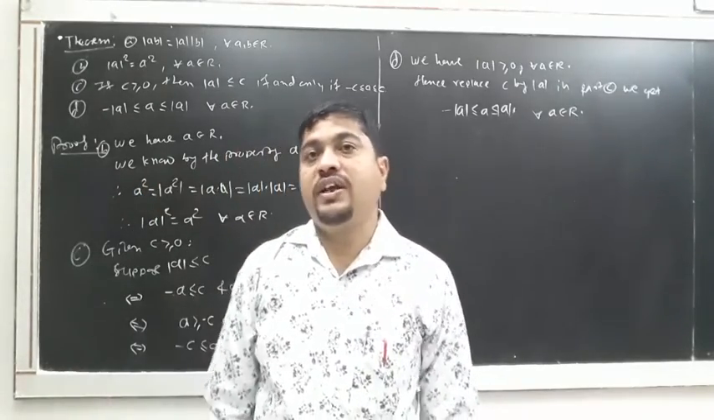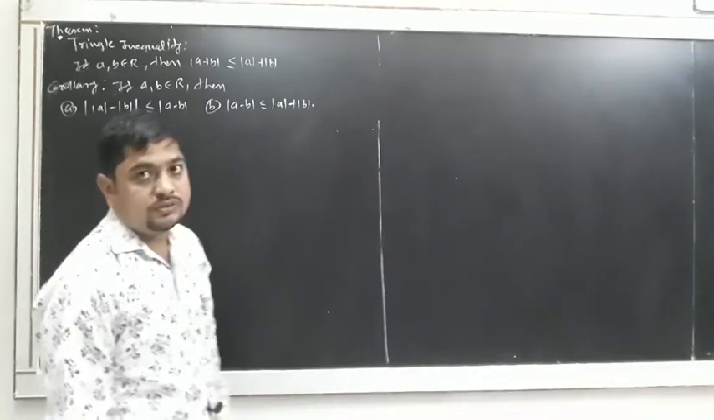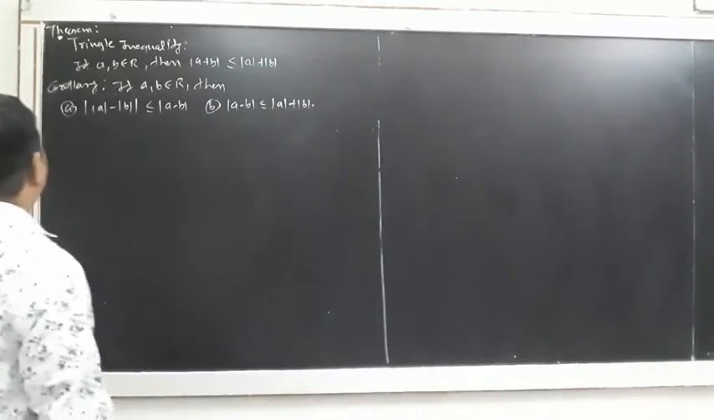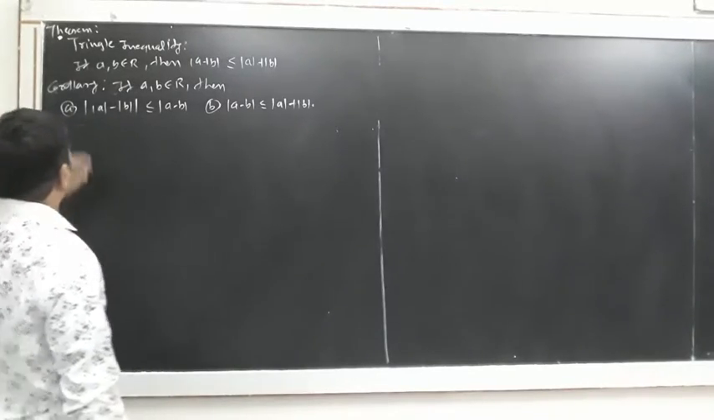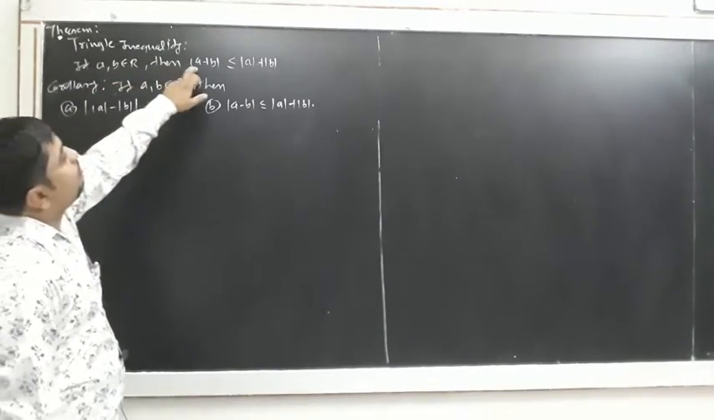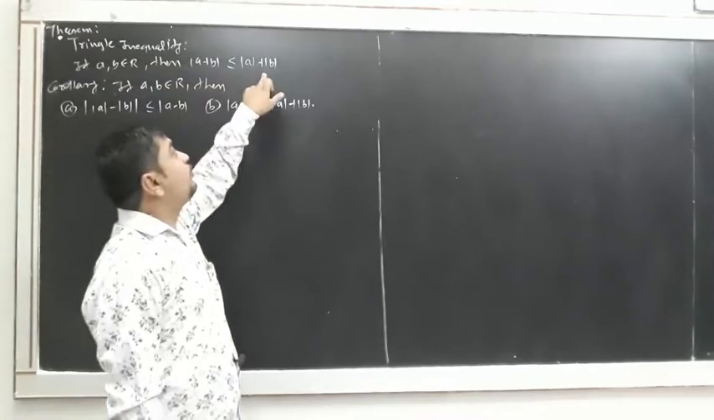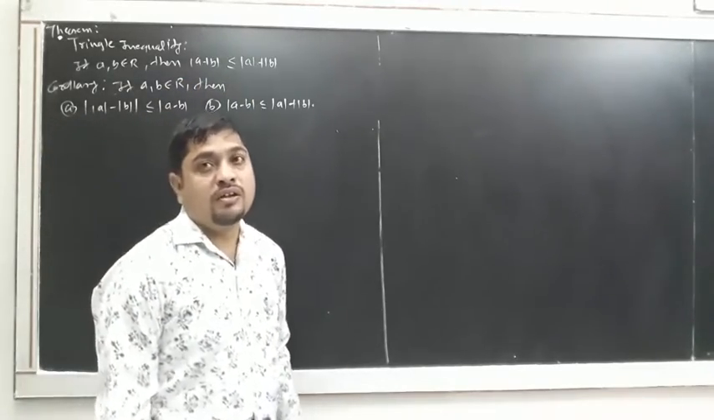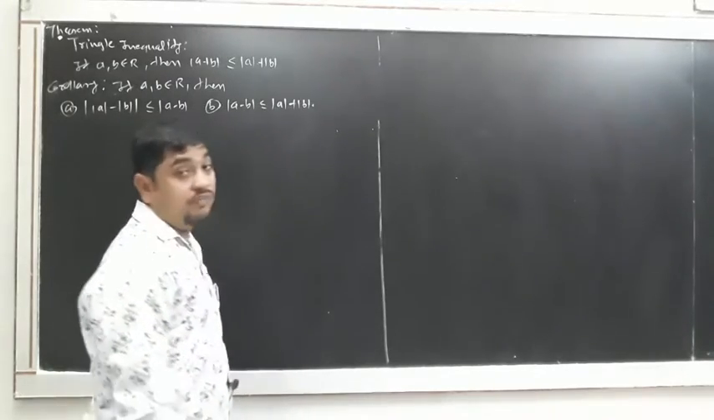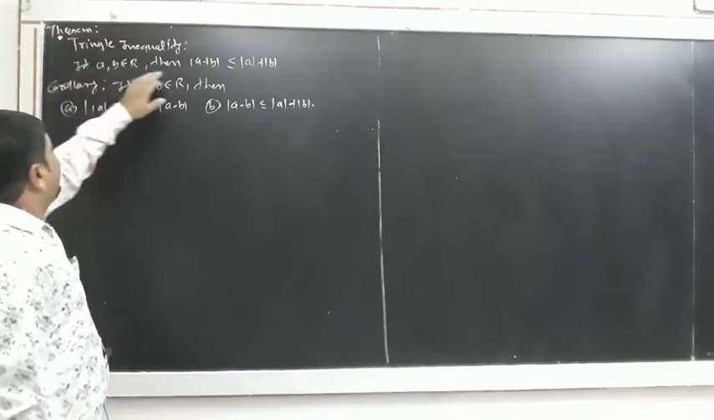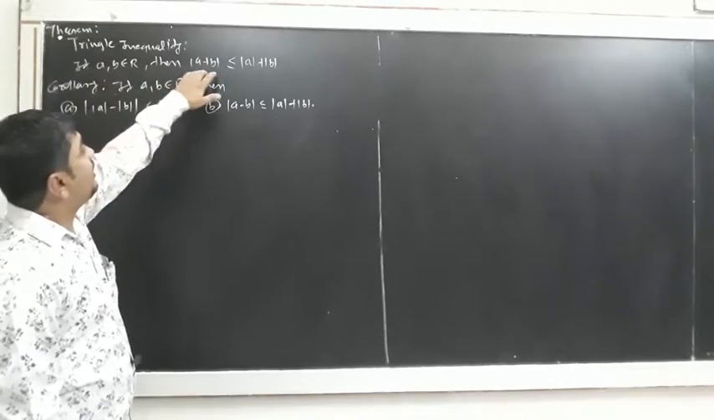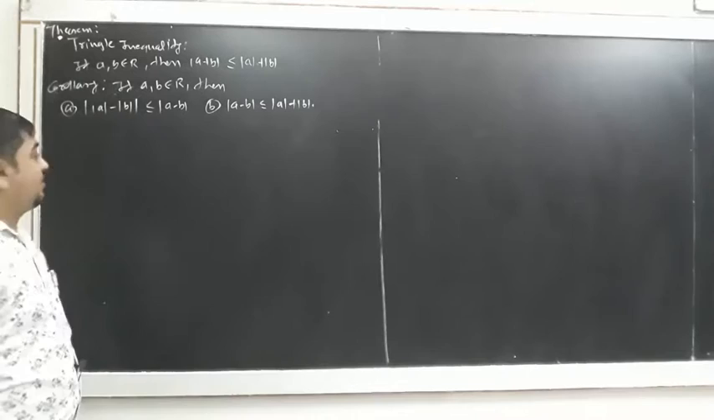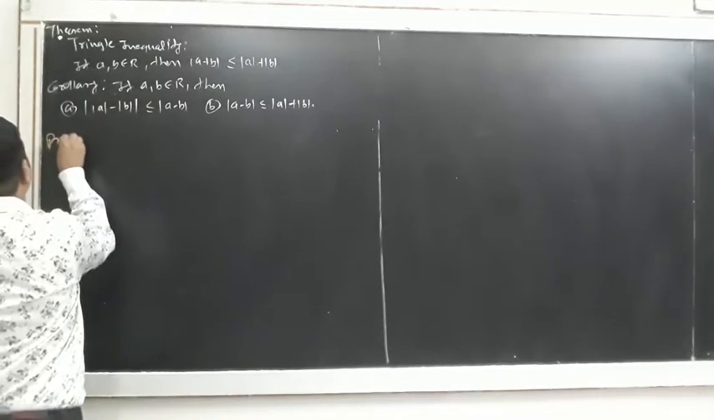So we will go for the next theorem. Okay, so we have to prove the next theorem, that is the triangle inequality. If A, B belongs to the R, then mod of A plus B is less than or equal to mod A plus mod B. The question may be asked as: state and prove the triangle inequality, or show that if A, B belongs to R, then mod of A plus B is less than or equal to mod A plus mod B. Okay, so we will prove the first theorem.